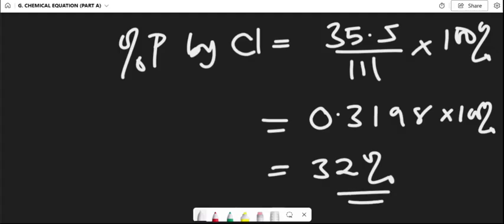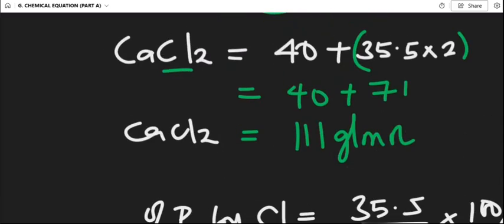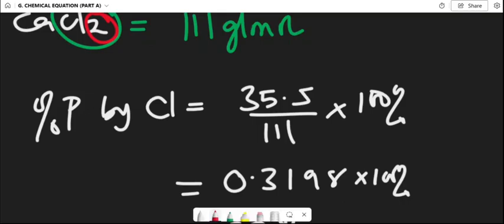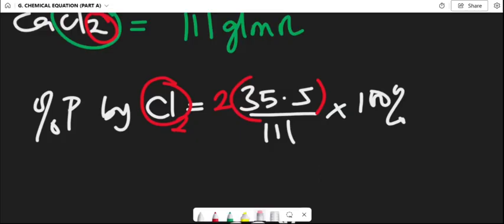But be careful, we're not done. I made a little mistake. The question says chlorine in calcium chloride, but if you look at it carefully, the calcium chloride has 2 chlorine atoms. So it means I only calculated for 1 atom. So the error is there, it should have been 2. So that means I need to multiply this by 2. That's my error.